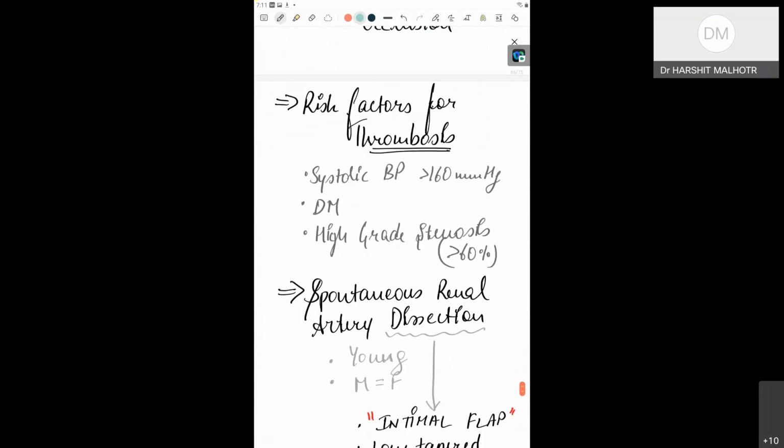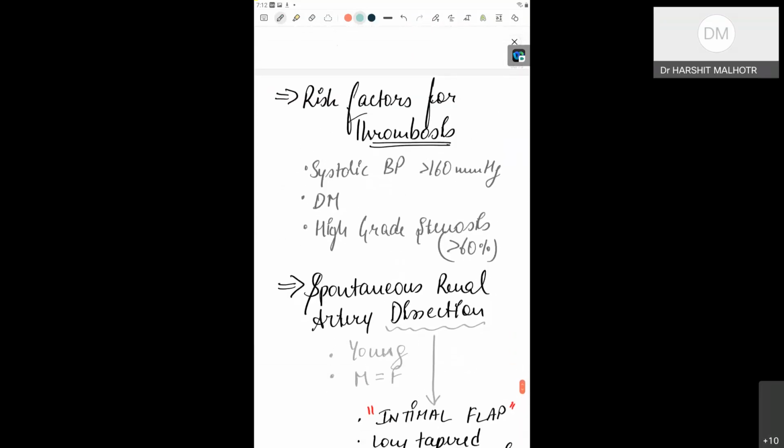Otherwise, the risk factors of thrombosis are hypertension, systolic BP being more than 160 mmHg, diabetes mellitus, and systemic disease that promotes atherosclerosis, and if there's a high grade stenosis of more than 60%, as I told you. A mild stenosis or a severe stenosis will not produce turbulence, will not produce that Venturi phenomenon in which there is distal stasis, embolism and distal aneurysm which can form.